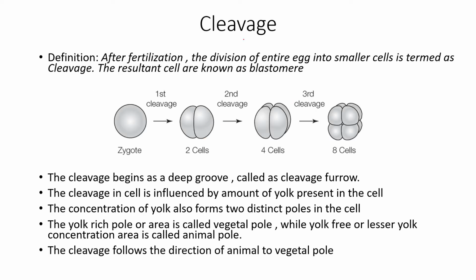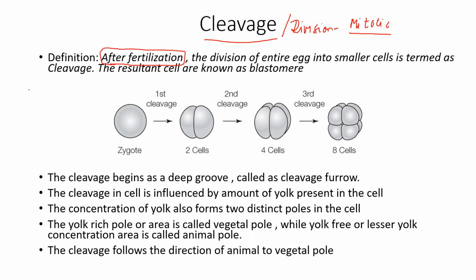Now, let us come to the definition of cleavage. Cleavage is a kind of cellular division, a little different from the usual division. This cleavage is a mitotic division, where the cells divide mitotically. That means the number of chromosomes will remain the same. When is cleavage going to occur? Cleavage occurs after fertilization.